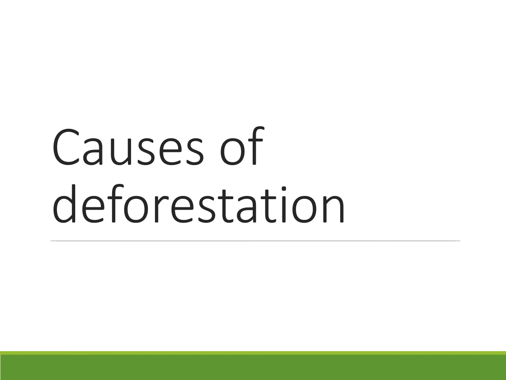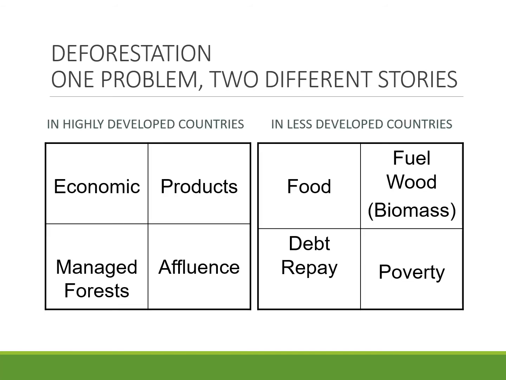So causes, you might think, well, no, duh, we cut down trees because we use them. But there's kind of some more specifics here that I want us to look at. And I broke it into, I guess, two categories. I put deforestation, one problem, two different stories. In a highly developed country like Western Europe, the United States, Japan, we're cutting down trees for different reasons than, say, in less developed countries. In countries like Brazil or a lot of countries in Africa, there are different reasons.